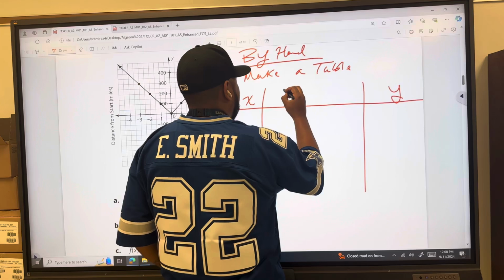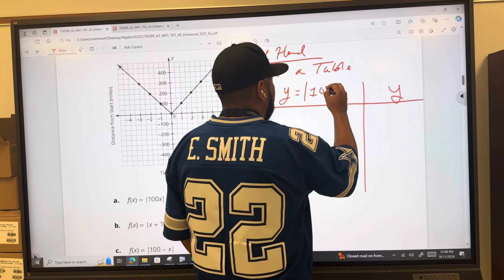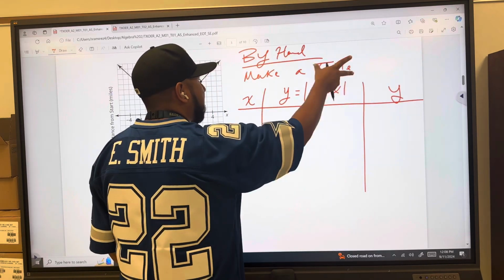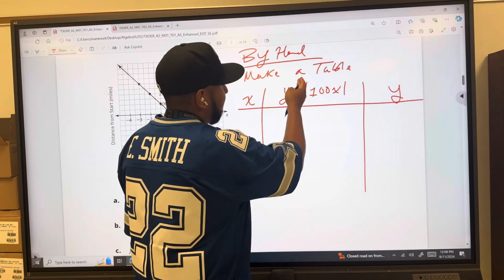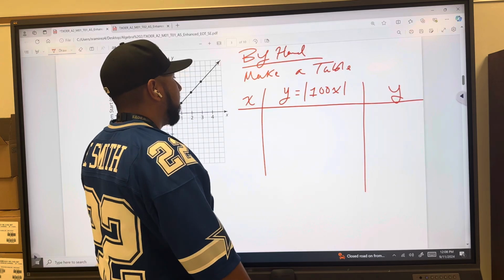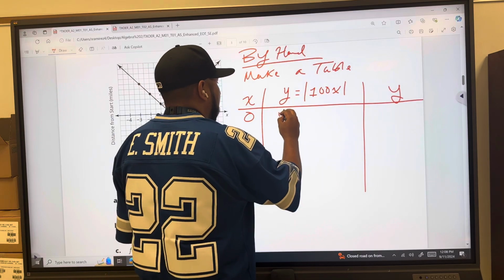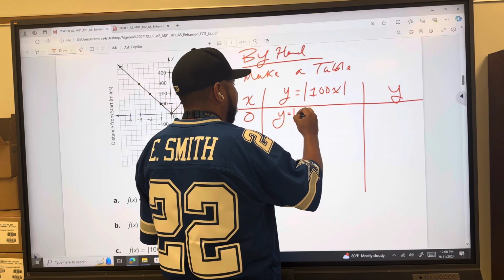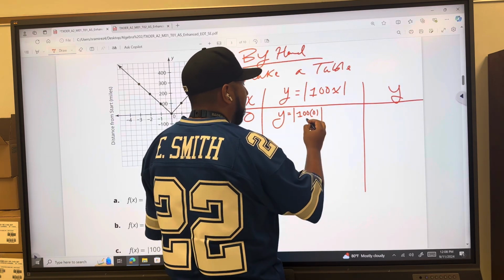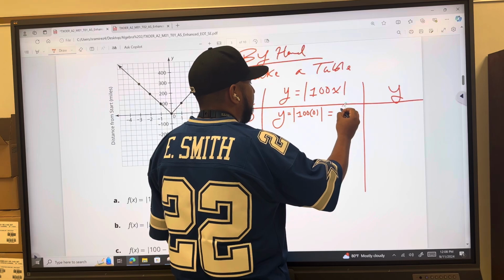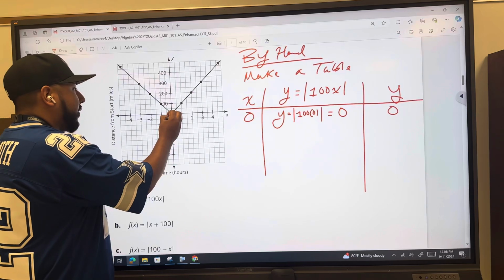Letter A, I'm gonna switch that f of x to y equals the absolute value of 100x. Don't forget, if something's in the absolute value, it turns positive automatically. The only time it would be negative is if there's a negative value on the outside. Here we go. Starting with 0. Y equals the absolute value of 100 times 0. The absolute value of 0 is 0. So my Y value is 0. Checks off. Looks great.